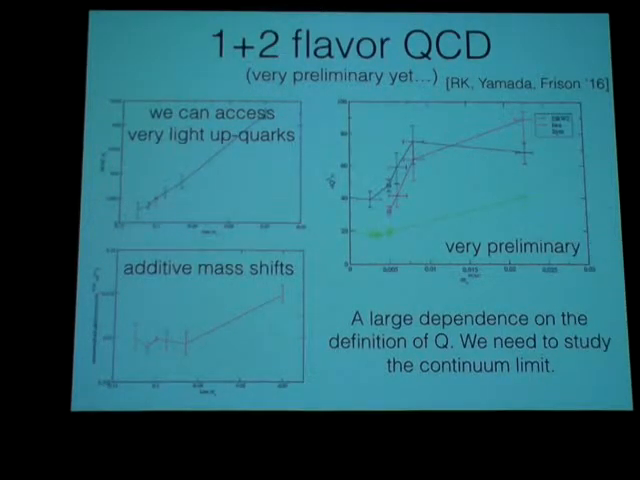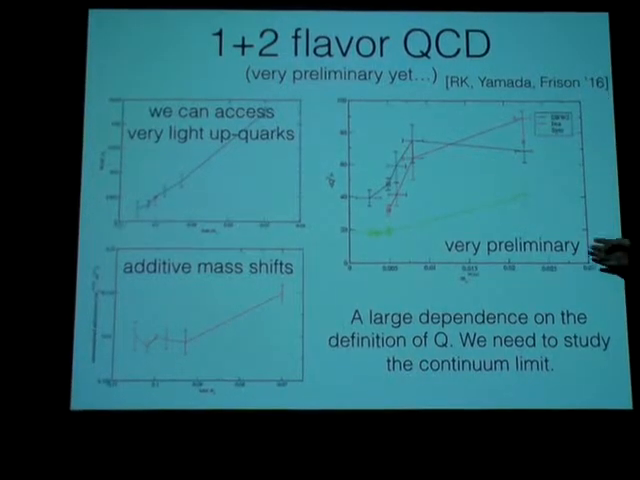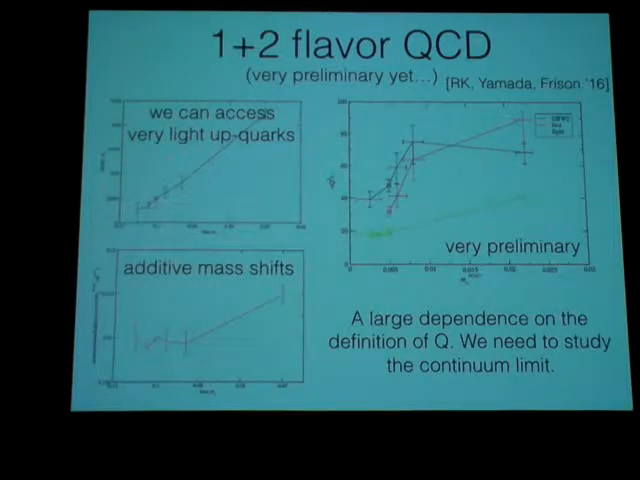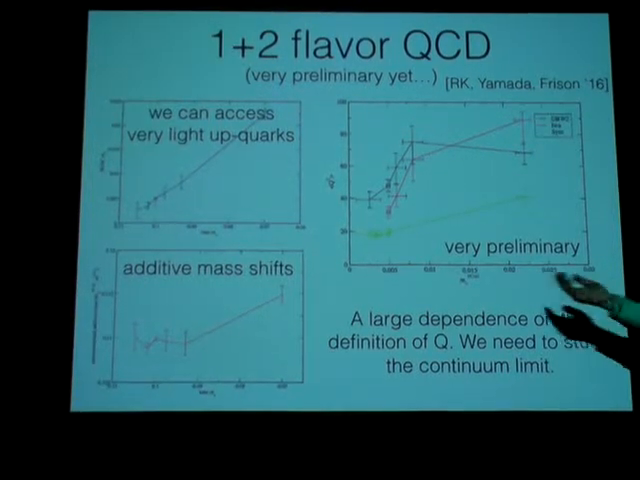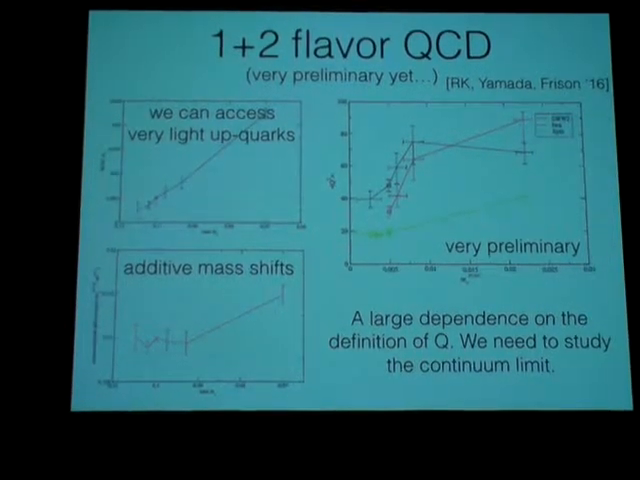And here, to do that, we don't have to do the simulation at the physical point. We're actually making the down quark and strange quark really heavy, so that if there's an active shift, there must be a larger effect. As I said, the active mass shift is the down quark mass times the strange quark mass. If both are heavy, it must give you a large shift. So that should be visible if you go to the continuum limit.